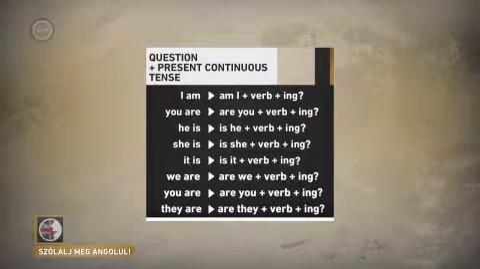Yes, when we make a question in the present continuous tense, we also change the word order and add a question mark. I am ing becomes am I ing. Great. Okay.